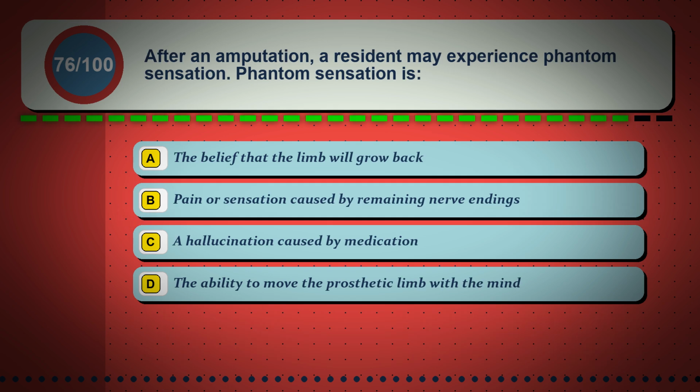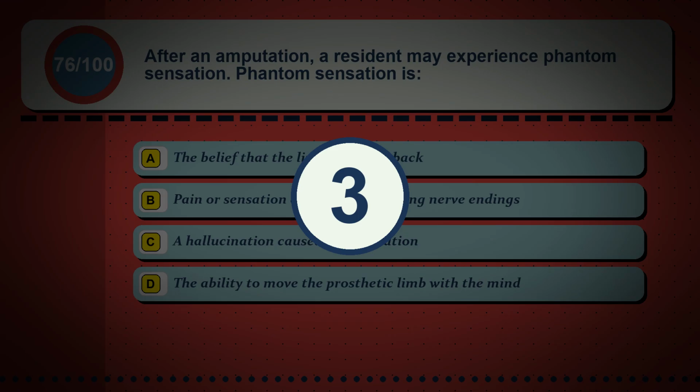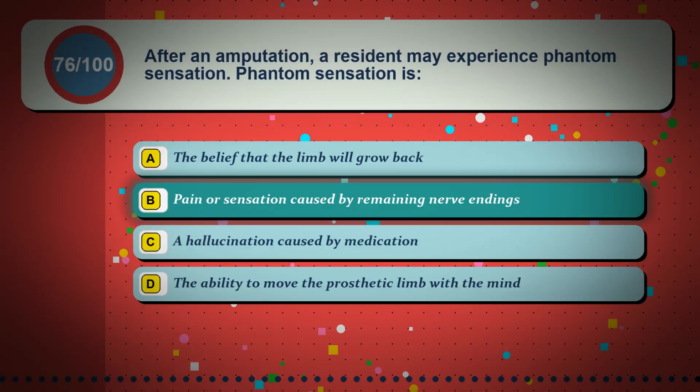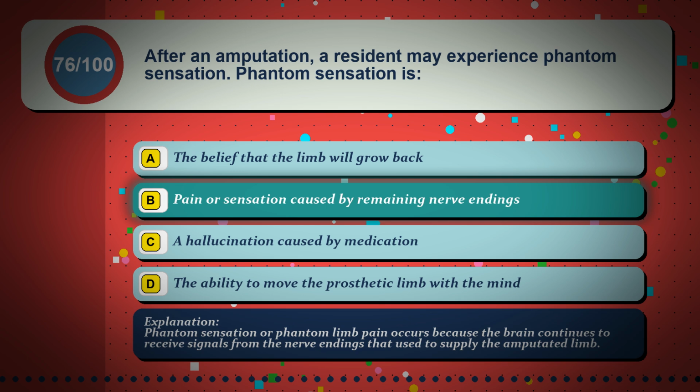Question 76. After an amputation, a resident may experience phantom sensation. Phantom sensation is: Option A, the belief that the limb will grow back. Option B, pain or sensation caused by remaining nerve endings. Option C, a hallucination caused by medication. Option D, the ability to move the prosthetic limb with the mind. The correct answer is option B, pain or sensation caused by remaining nerve endings. Phantom sensation or phantom limb pain occurs because the brain continues to receive signals from the nerve endings that used to supply the amputated limb.